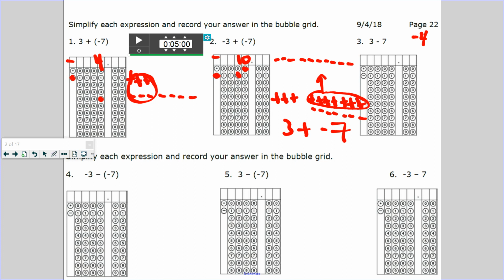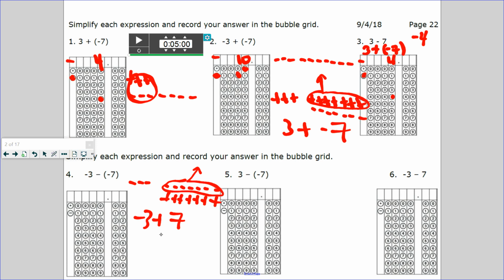Again, for those who do not like the drawing, here's the shortcut. You keep the 3, turn the subtraction to an adding. What's the opposite of 7? -7. So 3 plus -7 equals -4. So I bubble in -4, -4. Next one, -3. How can I take away 7 negatives from this without changing its value? I draw 7 sets of 0 pairs. Now I take away the -7, so it's -3 plus 7, or 4.